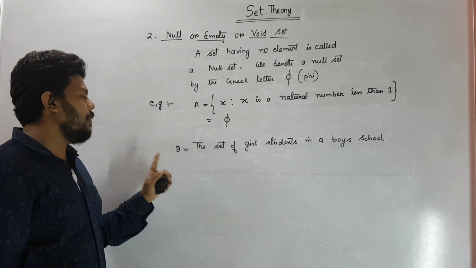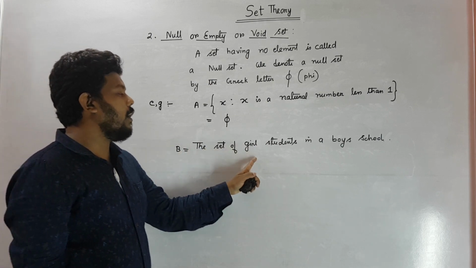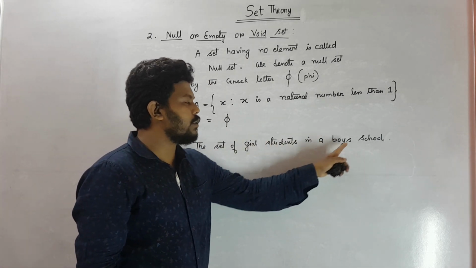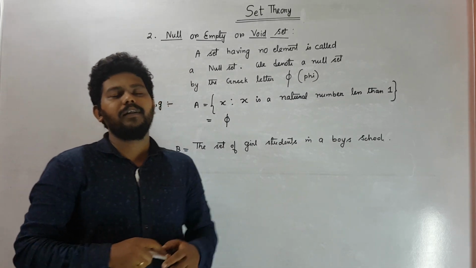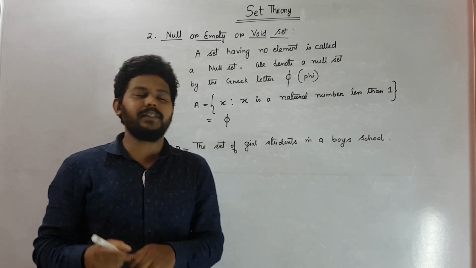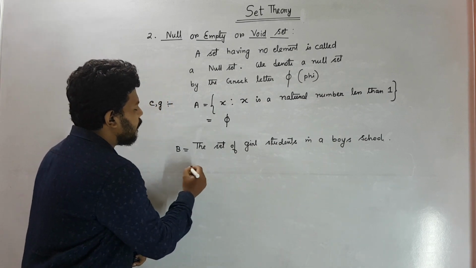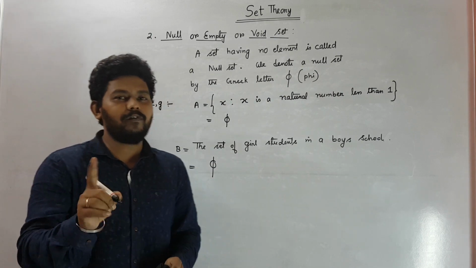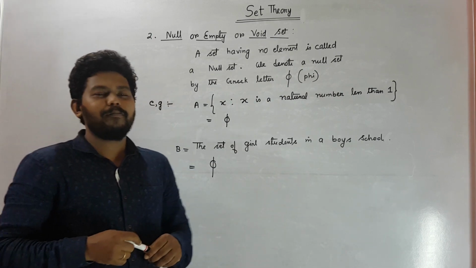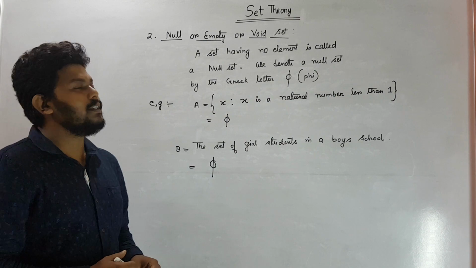Second example B, the set of girl students in a boys school. So you are given it's a boys school. In a boys school there is no girl student present. That's why it will be a null set. We denote a null set by phi. Okay, phi denotes the null set.